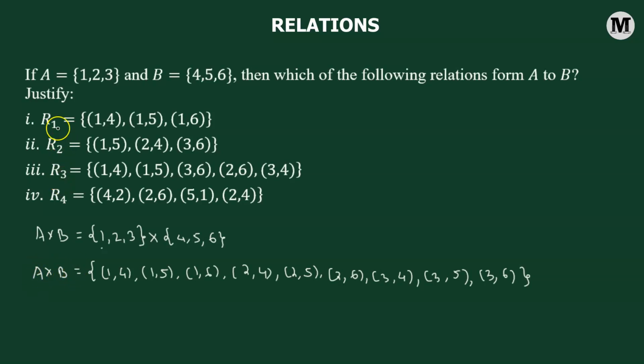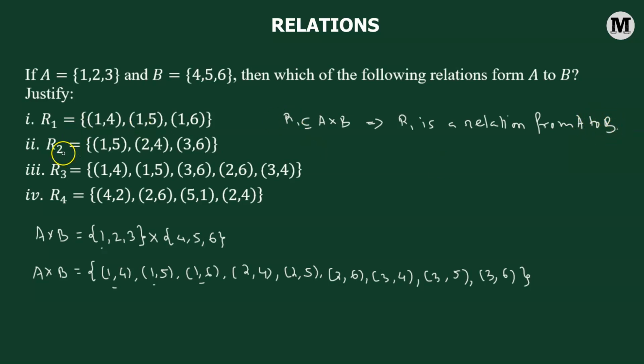Now coming to the first relation, R1. R1 consists of 3 ordered pairs, 1, 4, 1, 5, and 1, 6. As we can see here, all the 3 ordered pairs of R1 are also members of the Cartesian product of A and B. So we can immediately say that R1 is a subset of the Cartesian product of A and B, which simply tells us that R1 is a relation. This is indeed a relation. R1 is a relation from A to B. So 1 is fine.